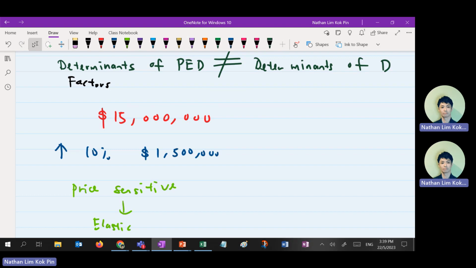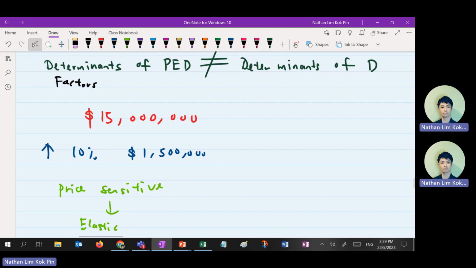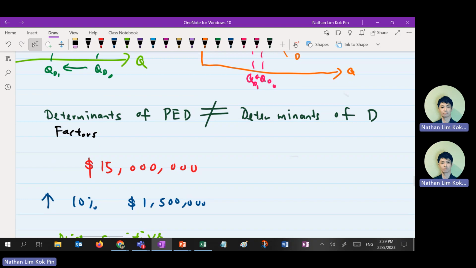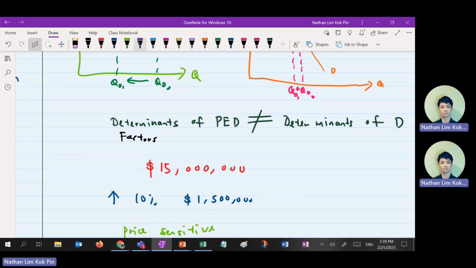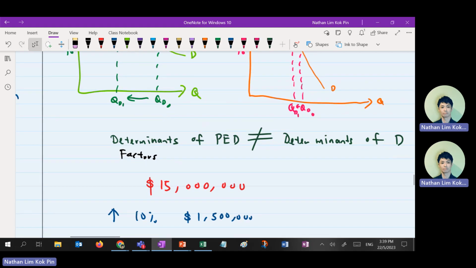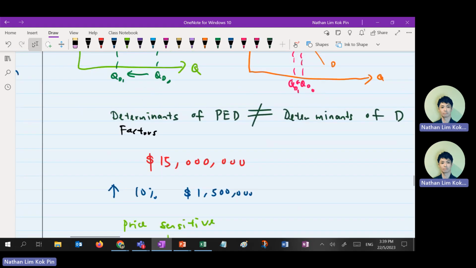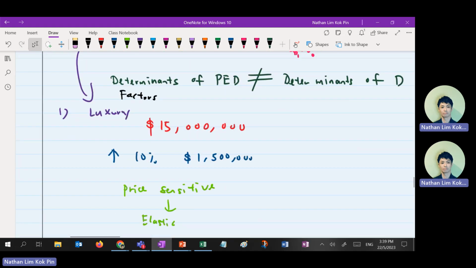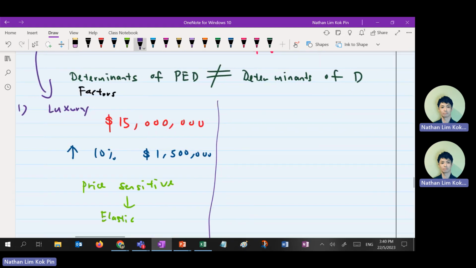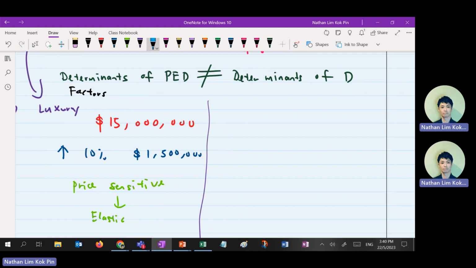For essential goods, another one is essential, right? First one is luxury. Okay, good, luxury I put here. Determinants of PED factors. First one, luxury is in here. Elastic. Luxury is elastic. All right. In here, it should be necessities.